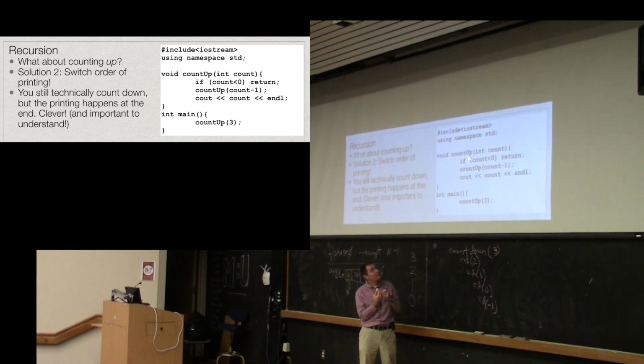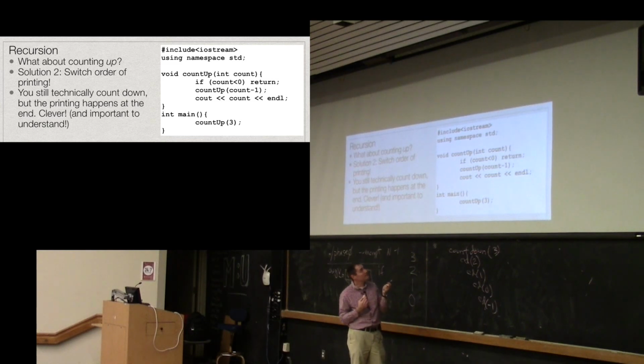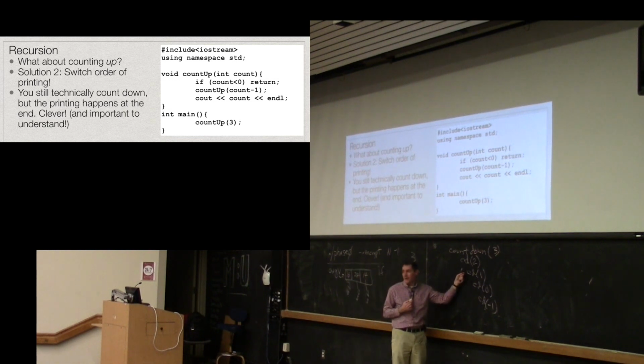All right. Count up 3 says if it's less than 0, return. It's not. Immediately call count up count minus 1. Has it printed anything yet? So we get count up 3 calling count up 2. Count up 2 says, am I less than 0? No. So if count's not less than 0, we're going to immediately call count up 1. And then count up 0. And then count up negative 1.